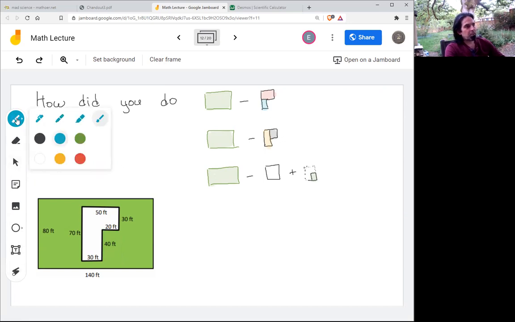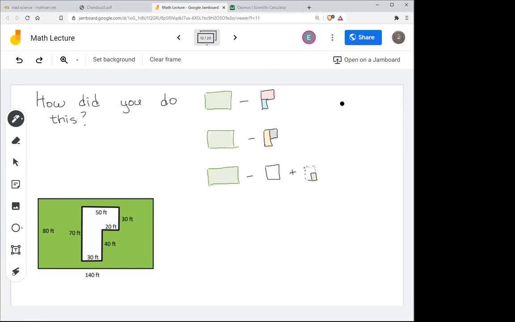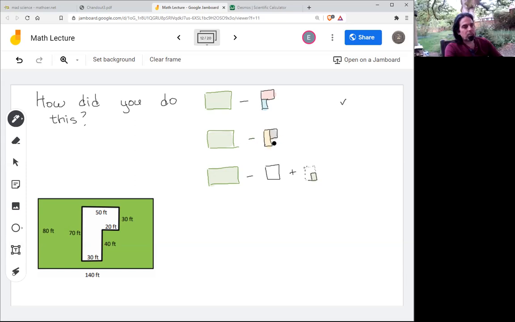So who picked the top plan? That was what you thought about in your head. I did. Who picked the middle one? Who picked the bottom one? No one. So those of you who are quiet, did you have a different way you did it, or just hadn't finished things up?